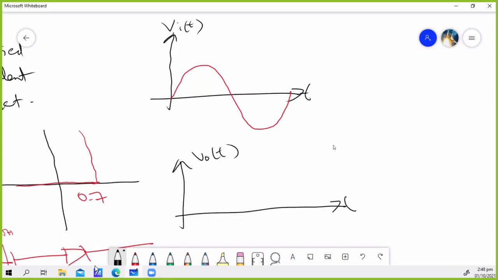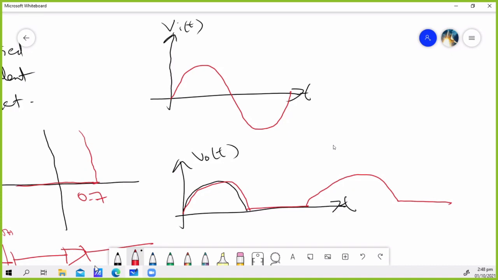So let's say positive half cycle, like this. Upon reaching the negative half cycle, it goes flat. Upon reaching the next positive half cycle, there is a sine wave again, and then nothing. So in this way, only half of our cycle is utilized, which is very wasteful. So our negative half cycle is wasted.